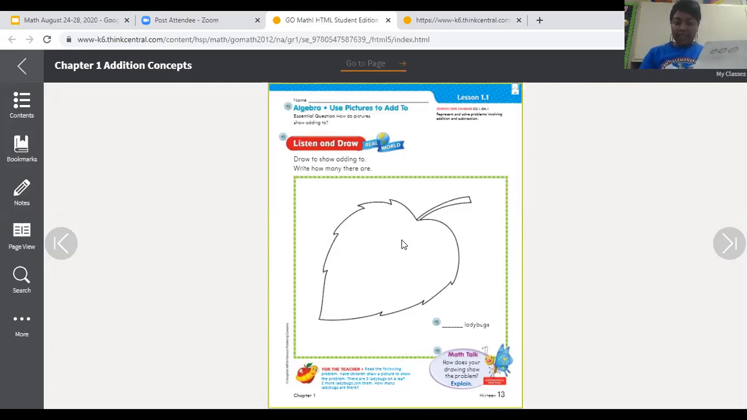2 more ladybugs join them. So there are already 3 ladybugs right here. And then we're going to draw 2 more. So we're going to add to that number. So that means that there are going to be more ladybugs on the leaf. So let's draw 2 more.